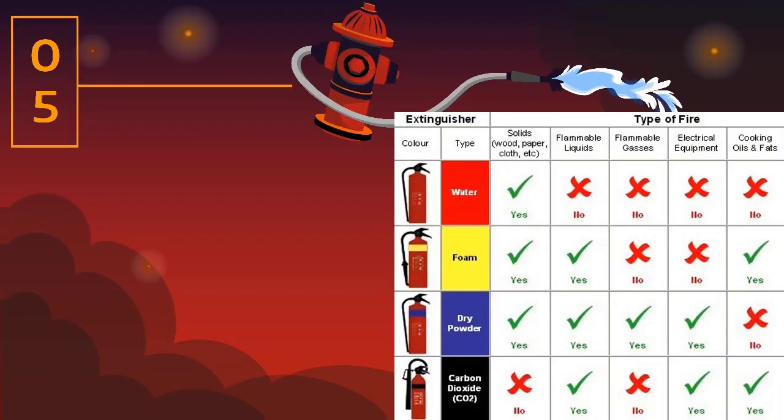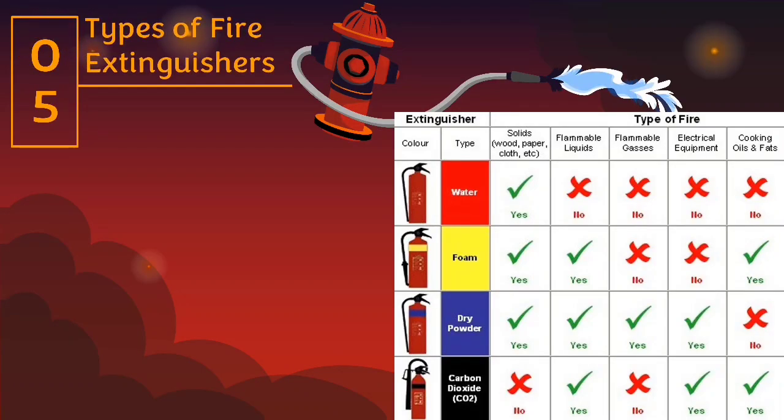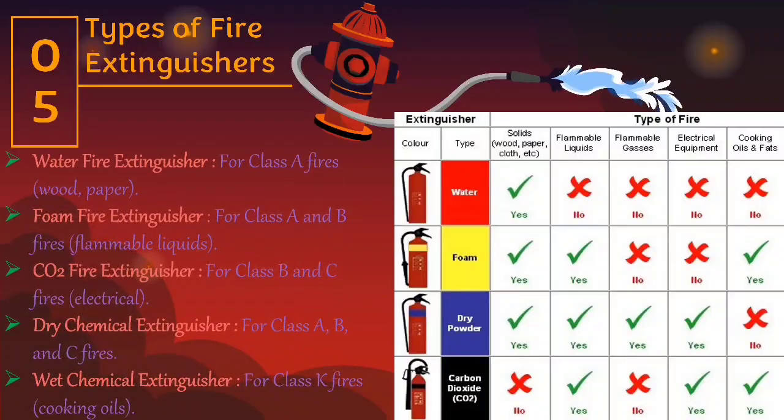Next, we are discussing types of fire extinguishers. Water fire extinguisher, effective for Class A fires. Foam fire extinguisher, suitable for Class A and B fires.